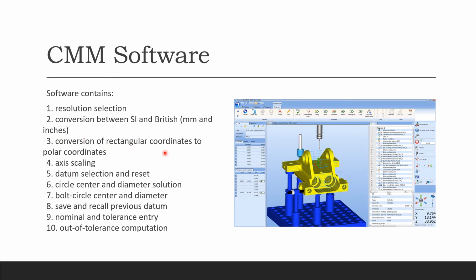Then we'll get into conversion of axis. Conversions are rectangular coordinates to polar coordinates. These are your middle school geometry, so make sure you get into it. Axis scaling, datum selection reset, circle center diameter solution, bold circle center diameter, save and recall previous data, nominal tolerance entry, out of tolerance computation. These are pretty much what you can see in every CMM software that you can play with.